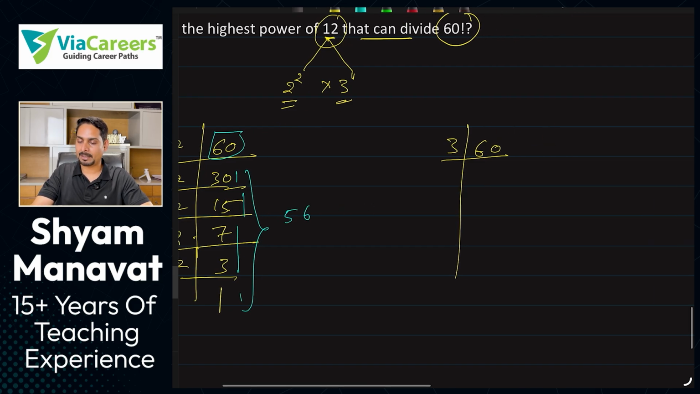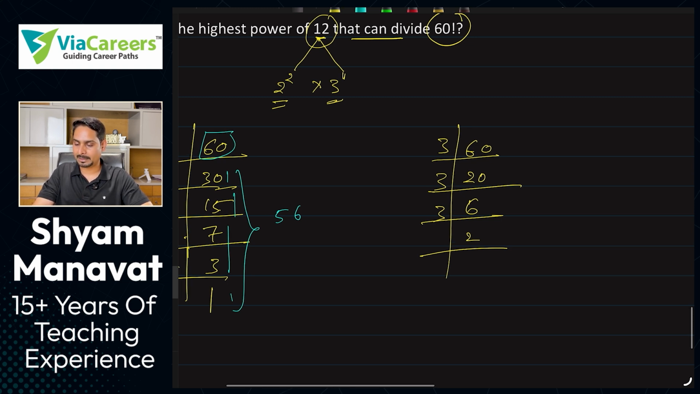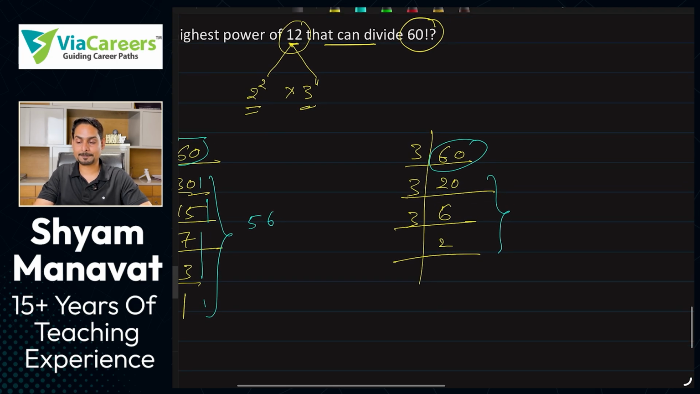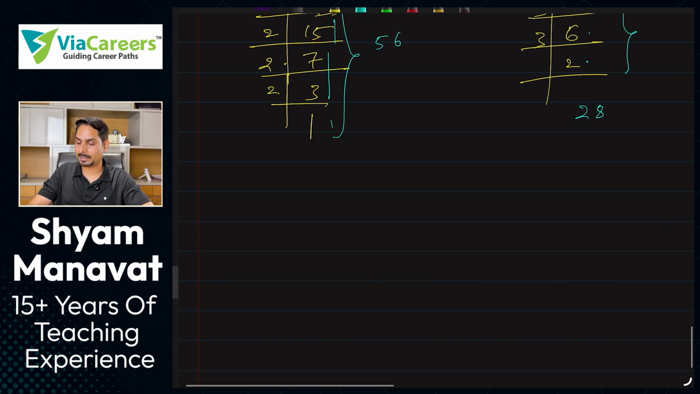Okay? Now let's check the number of 3s here. So this is 20, 6, and 2, and that's it. Now if you leave 60, how many 3s are there? What is the maximum power of 3 in 60 factorial? That is 20 plus 6 is 26 plus 2 is 28. Got it? But it is not done yet. Don't directly mark 28, there is more remaining. Have patience.